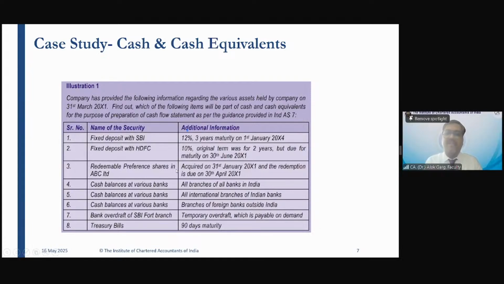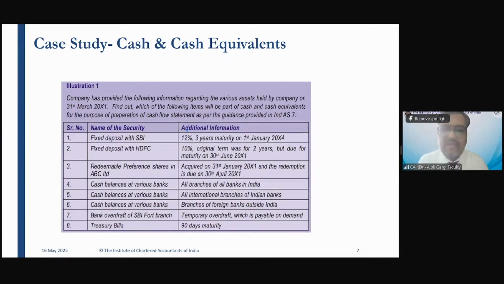Redeemable preference share in ABC Limited. It is not an equity share, it is a redeemable preference share, acquired on 31st January 20x1, and the redemption is due on 30th April 20x1. It is a cash equivalent. It was originally invested for 3 months only, and this preference share does not have a significant risk of change in value. You know whatever money you have to spend and what you will get. So this will be your cash and cash equivalent.